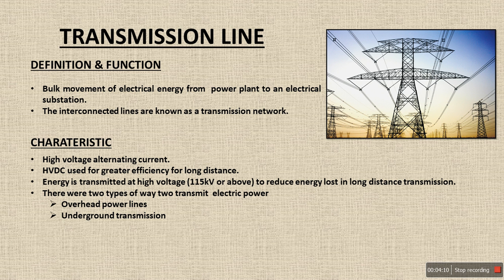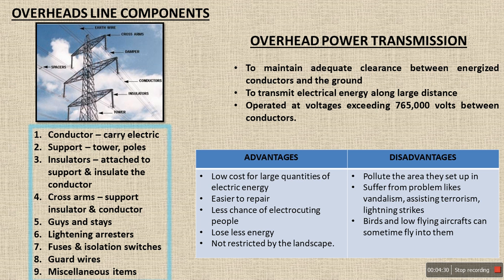The energy is transmitted at high voltage, around 115 kV or above, to reduce the energy loss in long distance transmission. So actually there are two types of way to transmit the electric power, which are overhead power lines and underground transmission. The overhead power transmission is to maintain the adequate clearance between the energized conductors and the ground. It is to transmit the electrical energy along large distances and is operated at voltage exceeding 765,000 volts between the conductors.